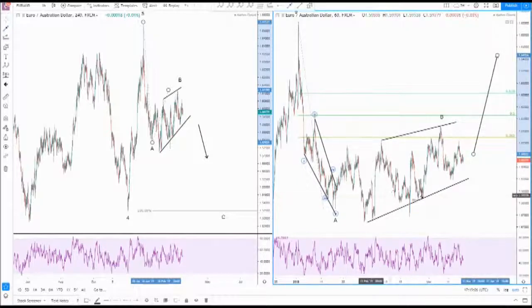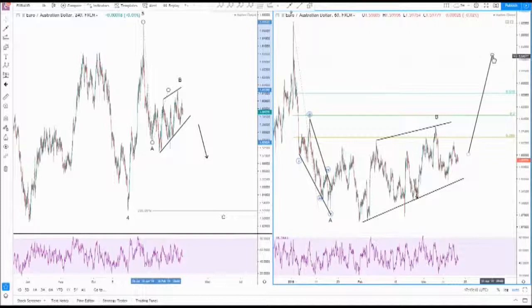But with it being so sideways and overlapping, and all these words that I use to describe it every time: choppy, sideways, overlapping, slow. They're all characteristics of a corrective move. There's nothing impulsive or bullish about the price action that we've seen since February. So that says to me that we're going to head lower. So that is the Euro Aussie.